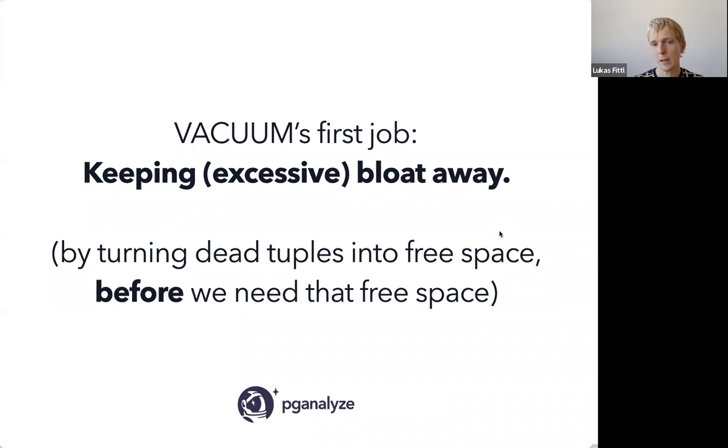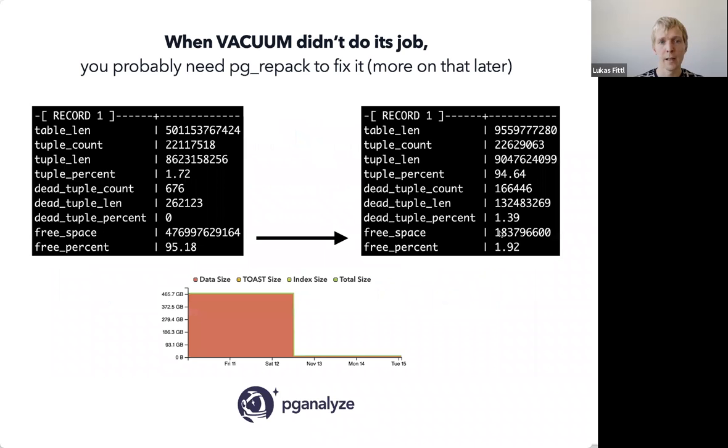Now, really, vacuum's first job is keeping excessive bloat away, right? So the point is we want to turn those tuples into free space before we need that free space, which means vacuum needs to run frequently enough to make space reusable. Now, when vacuum didn't do this first job, then you probably need pg_repack to fix it.